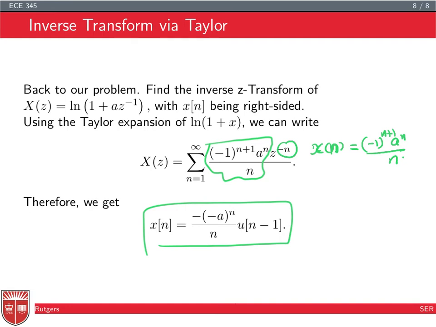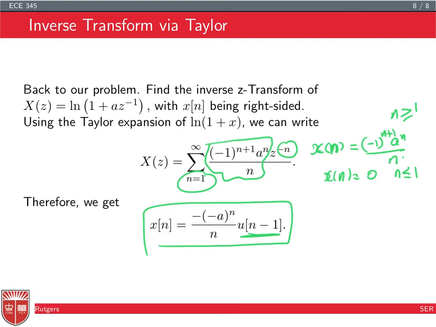x[n] is equal to this for n greater than or equal to 1, right? Because the summation here starts at 1, and x[n] is equal to 0 for n less than or equal to 0. This is why you have u[n-1] here, to make sure that for all times with n less than 1, the signal is 0.